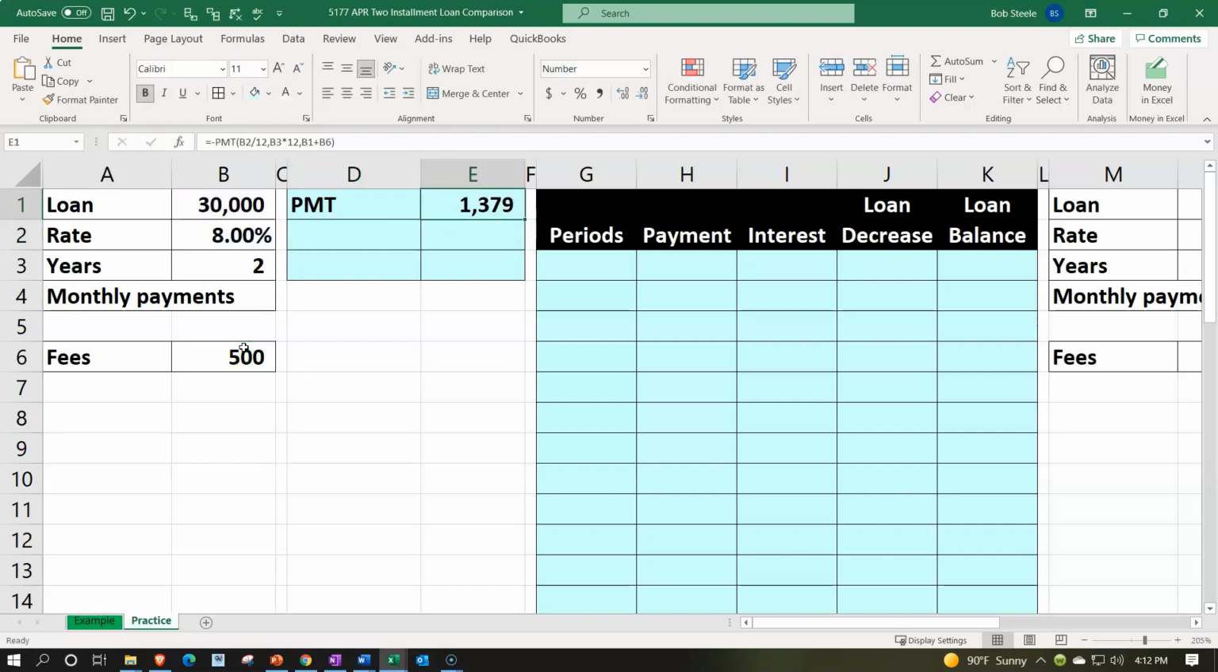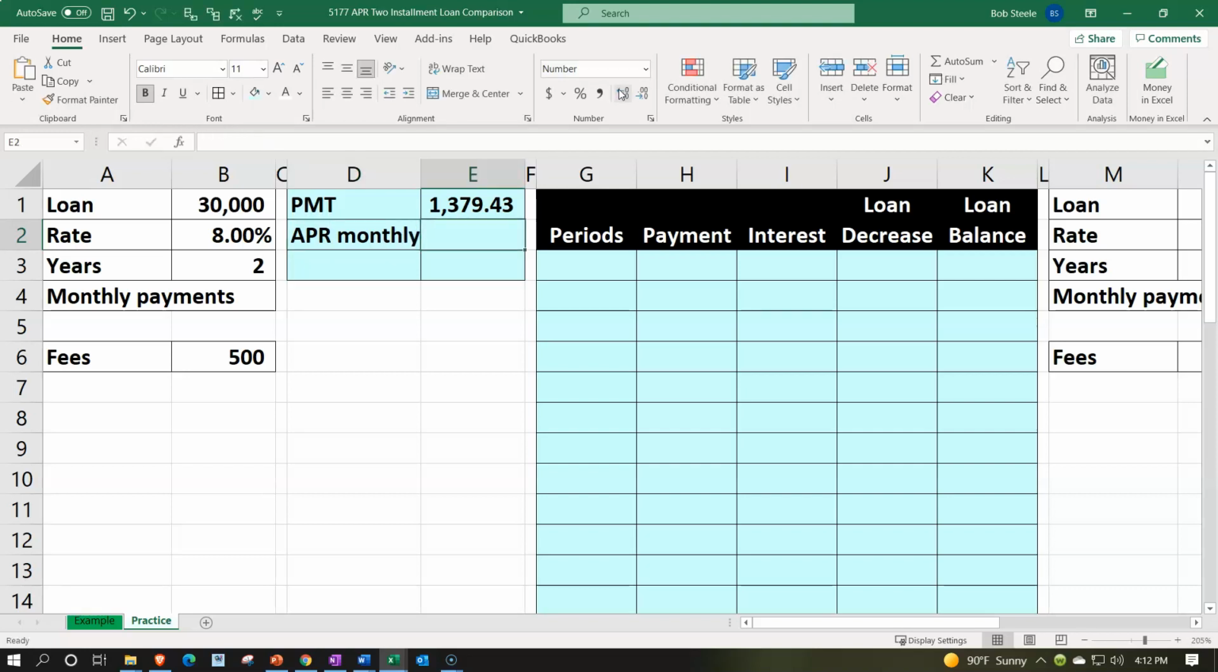So we're at the $1,379. Let's add a couple decimals, number group, couple decimals to that. There we have it. And then let's think about the APR. We're going to say monthly APR first.